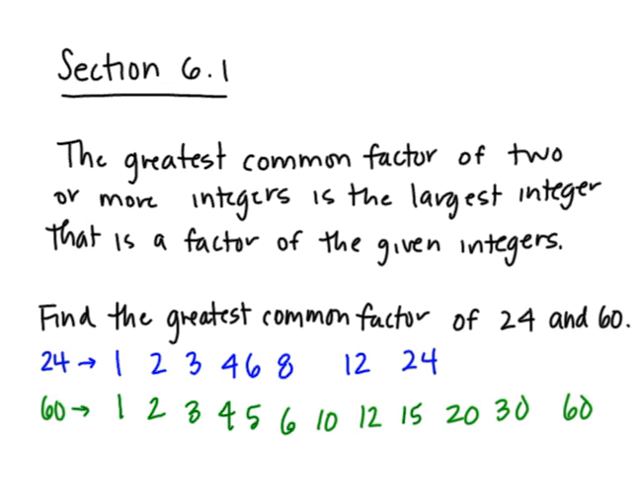There are lots of numbers that are common to both lists, but when we're looking for the greatest common factor, we want the biggest number that resides in both lists. So 1 is common, 2 is common, 3 is common, 4 is common, 6 is common, 12 is common. But the biggest one that's in both lists is the number 12. So the greatest common factor of 24 and 60 is 12.